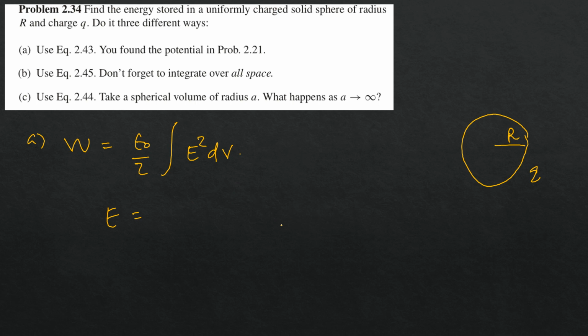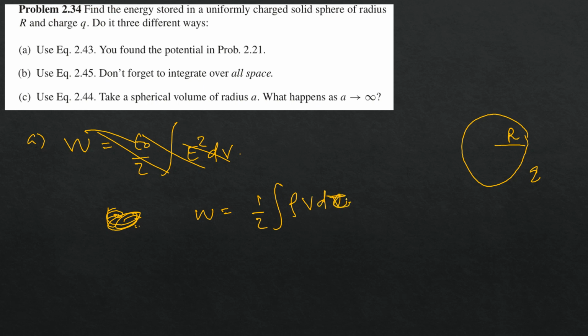Hmm, okay, we'll do the other way. W is equal to half rho V dV. This way we'll do, dV is a volume element. Okay, because it's saying to find potential, to use the potential. The potential in this problem, you have to have the book to solve this question. Potential in that problem was rho by 2 epsilon naught, r square minus r square by 3. We have to use this potential in order to get it.